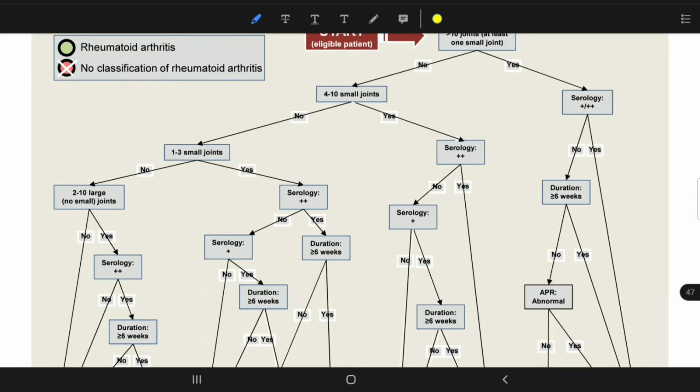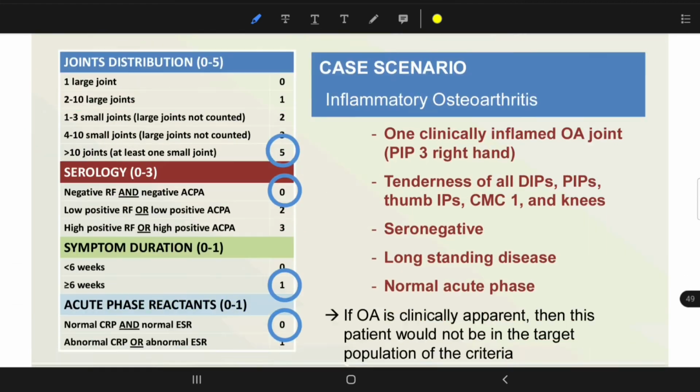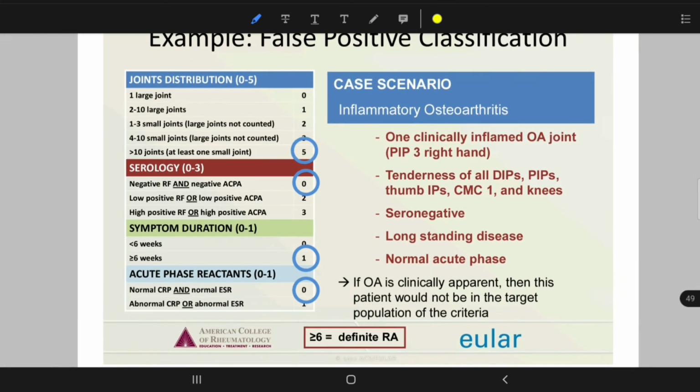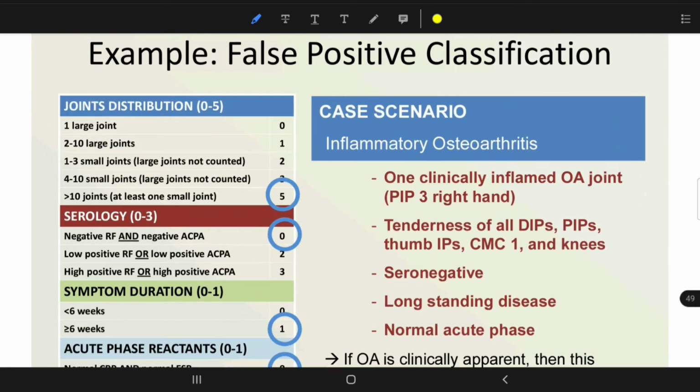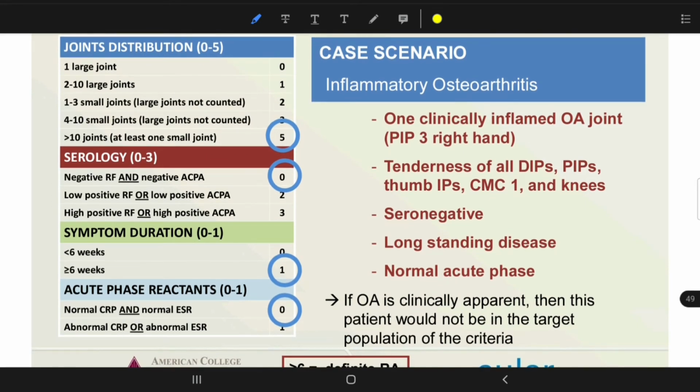Now what we come to next is a false positive classification. Sometimes we will see that the patient is able to fulfill all the criteria, leading us to a score of 6, but this is a false positive. The EULAR people have themselves mentioned that a false positive may be concluded with this classification criteria.